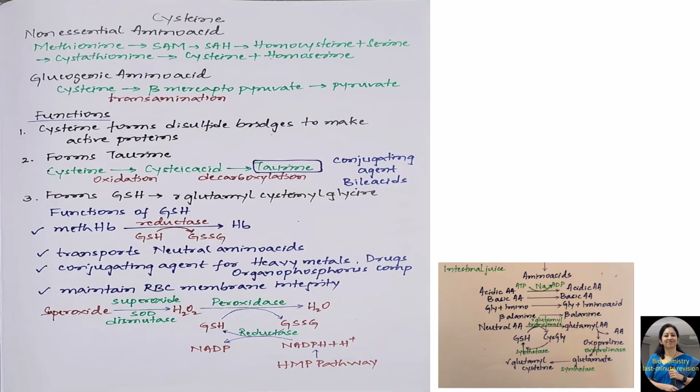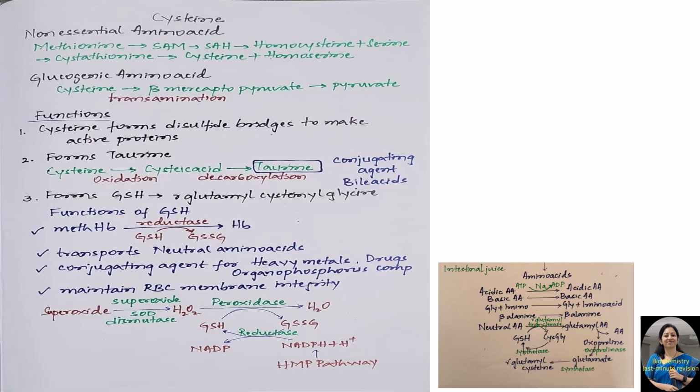Apart from that, glutathione is involved in conjugating heavy metals, therapeutic drugs and organophosphorus compounds. So it acts as a conjugating agent. So the last important function of glutathione is it is involved in maintenance of RBC membrane integrity. So many free radicals are generated inside the RBC.